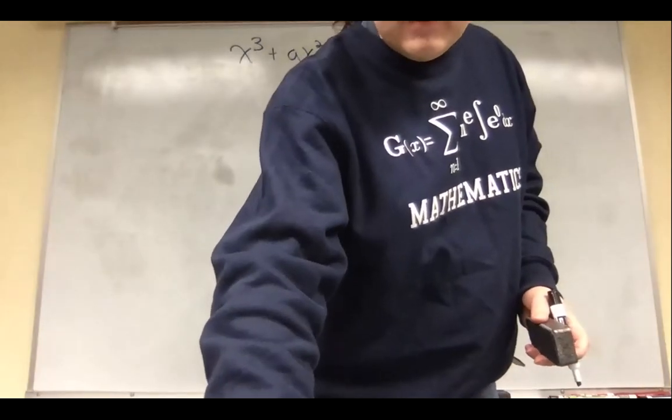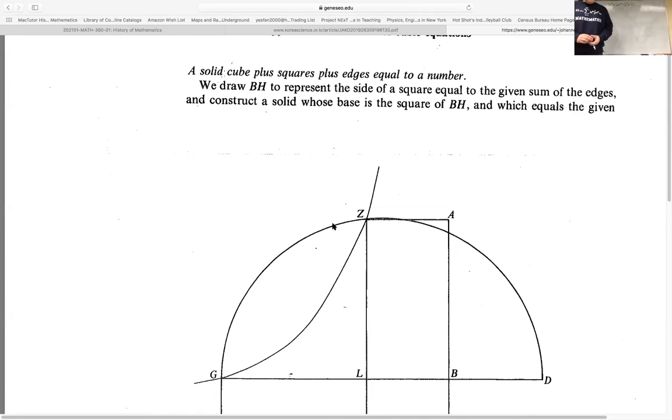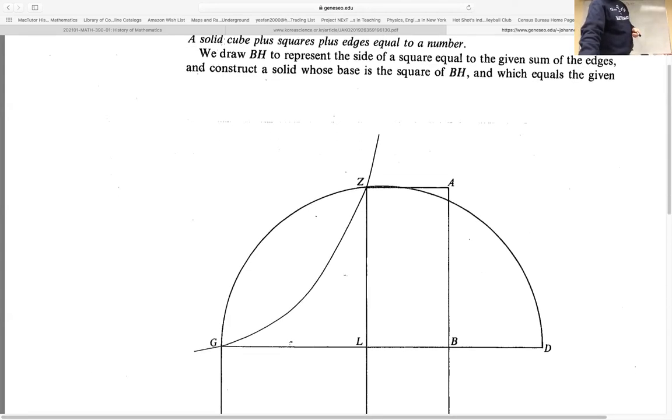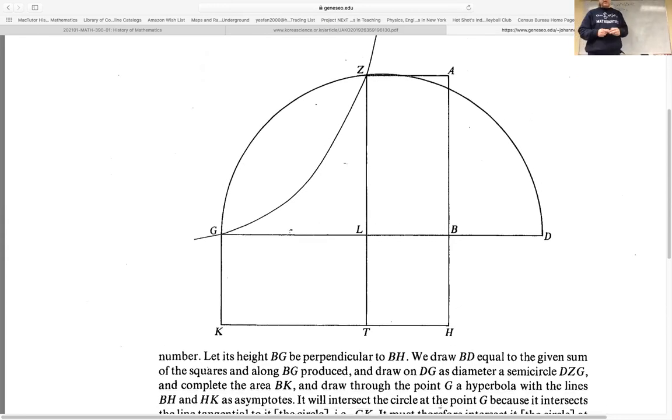All right, let's go back and see what he has to say about that. Oh, that worked, great. All right. So he says, we draw BH to represent the side of a square equal to the given sum of the edges. That says in our terminology, BH in his picture is B. It's the side of a square equal to the sum of the edges. And we do have that square incorporated there. And then we think about, although he doesn't draw in 3 dimensions, constructing a solid whose base is the square of BH, which equals the given number. The given number by which he means the volume that we have called C.